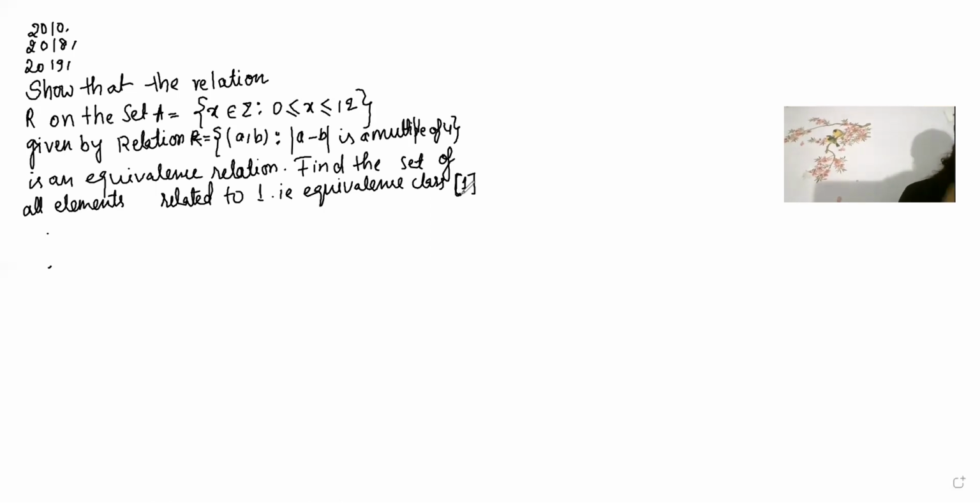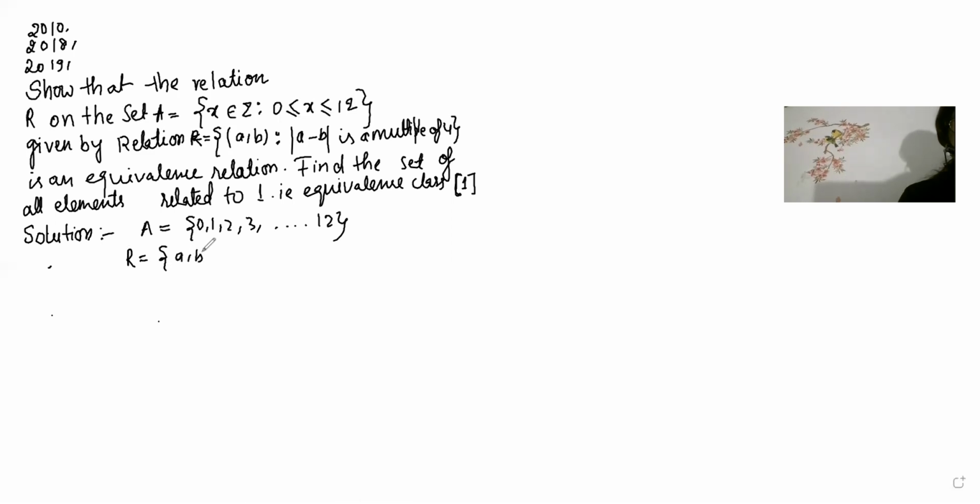We will just see how to write. So first we will start the solution. In the solution, what you are going to write? The most important part is set A given is 0, 1, 2, 3, 4, till 12. Now the relation is given, that is (a, b) such that modulus of a minus b is a multiple of 4. Let's see if it is an equivalence relation or not.